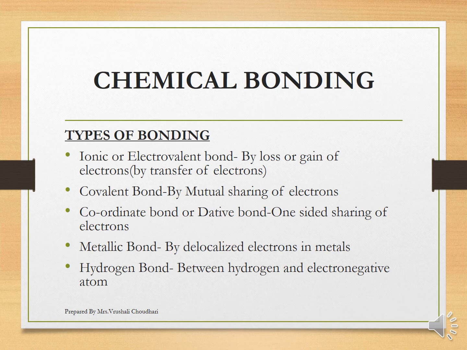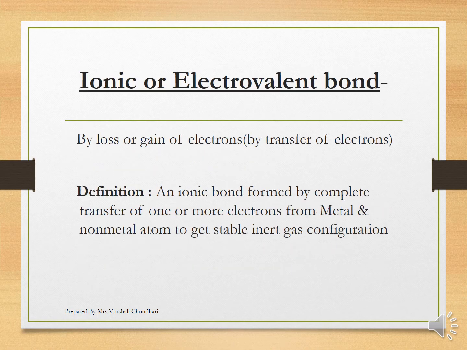Today we are going to learn about the ionic bond. What are ionic compounds? They are formed by loss and gain of electrons, by transfer of electrons. How this loss and gain of electrons takes place, that we are going to learn.